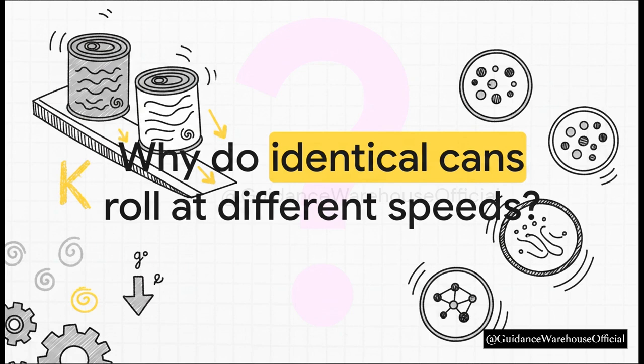Think about it for a second. If both cans have the exact same size, the exact same outer metal shell, the exact same mass, and they start from the exact same height on the ramp, shouldn't gravity pull them down at the exact same rate? Why on earth would the thickness of the soup inside change the speed of the can on the outside?